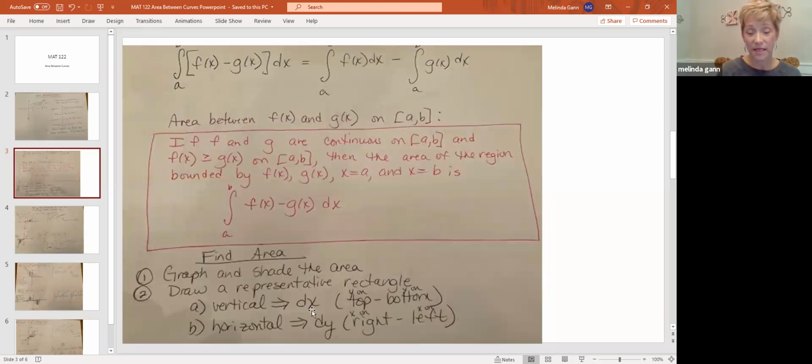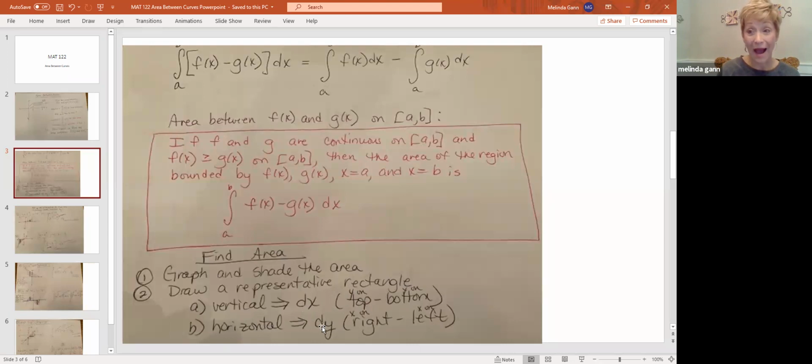If it's a vertical rectangle, then the way you get the integrand is you do the y on the top minus the y on the bottom. You'll see what I mean in a minute. If it's a horizontal rectangle, you're always going to do x on the right minus x on the left. So this switches. If you're doing dx, y on the top minus y on the bottom.